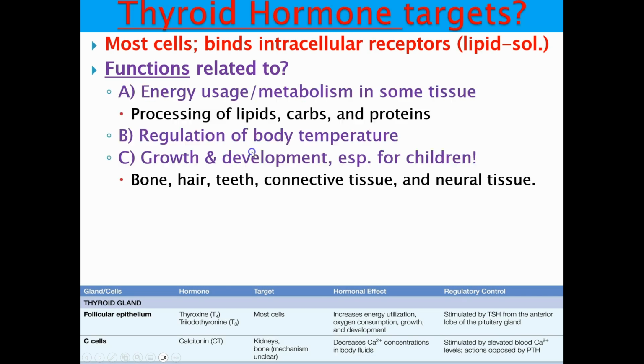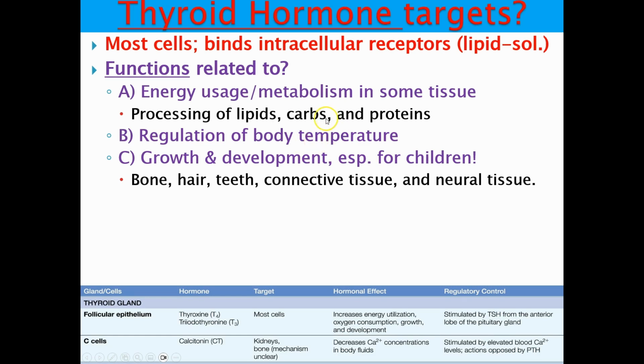All right, but the functions are all related to energy usage. So notice energy usage or metabolism in some tissues. Basically, that means processing lipids, carbs, and proteins, using them when appropriate, and building up molecules or breaking them down. All right, regulation of body temperature is another important one, and then the growth and development, especially for children. These are the major points. If I mention any of these 3 points as you see it here, you should be thinking thyroid hormone. There's no other hormone that I'm going to mention that really regulates body temperature as specifically as thyroid hormone does.